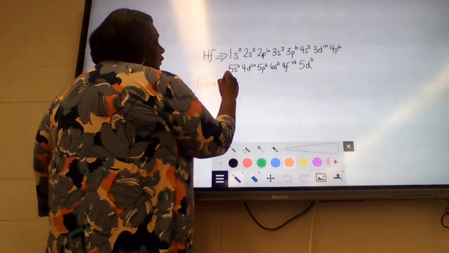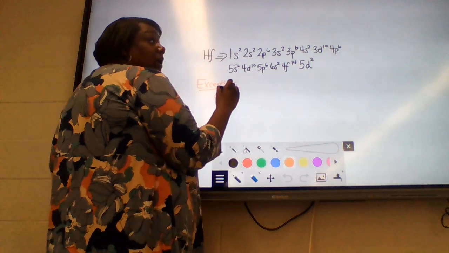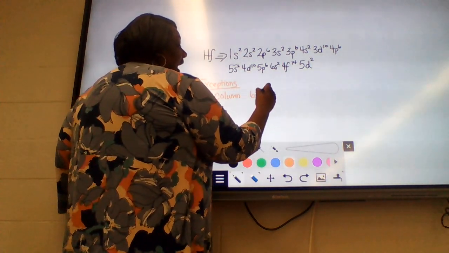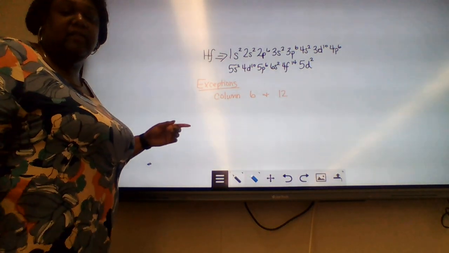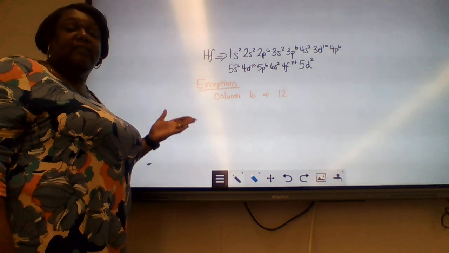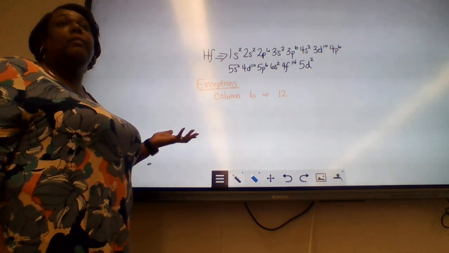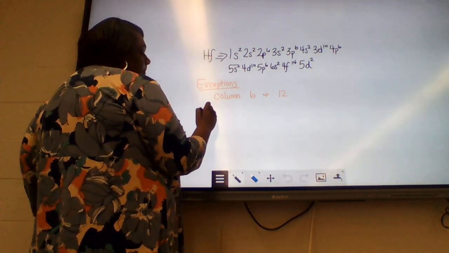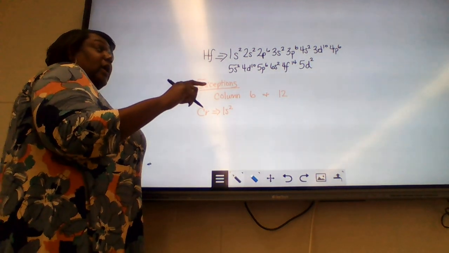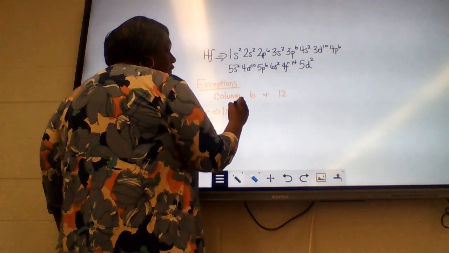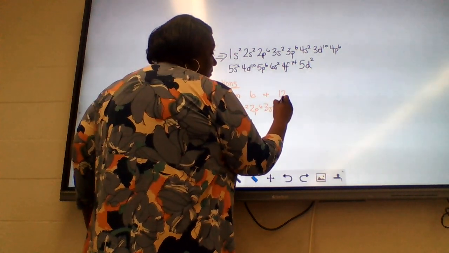And those exceptions occur for the elements in column 6 and column 12. And the reason those are exceptions is because with these, they generally steal, so they won't have a full subshell. So if we pick an element in column 6, let's say chromium, when I do the configuration for chromium, I see that chromium's on row 4. It's in the D block, so it's going to be on 3D. So when I get to 3D in my configuration, I will know that I'm where I need to be.